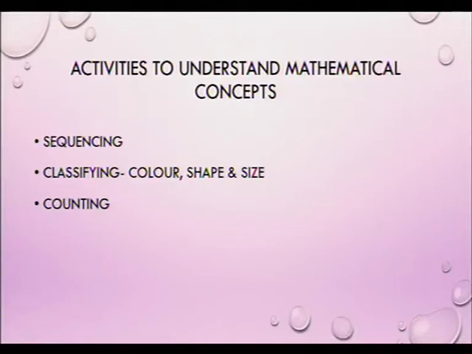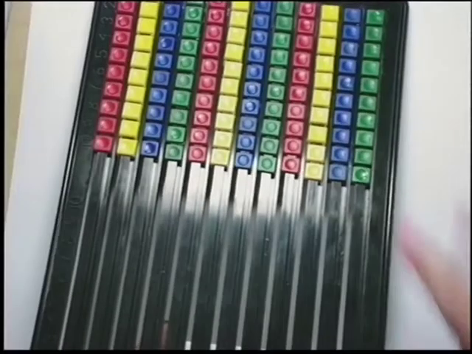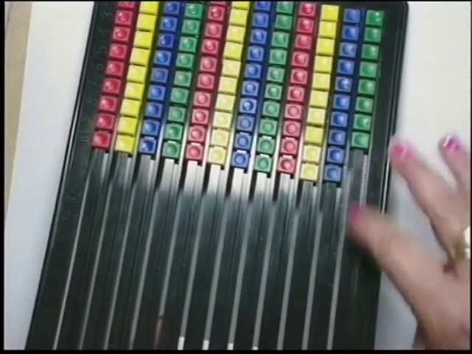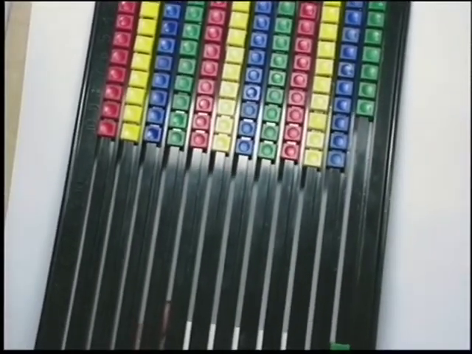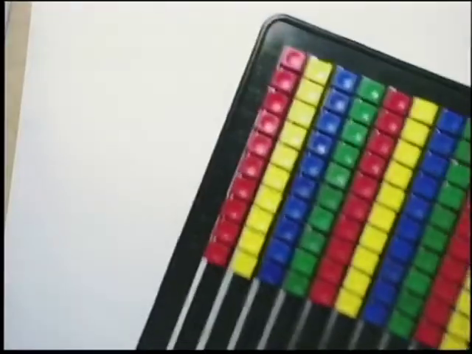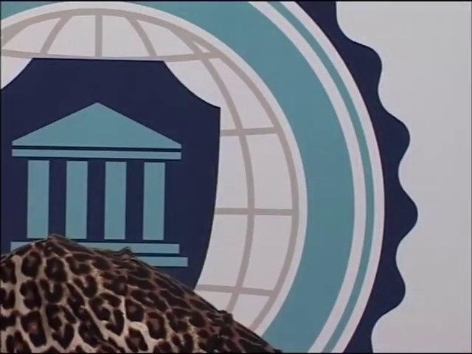Counting. Counting, obviously, counters, bottle tops, whatever you can lay your hands on. The best thing that we can have in our class is the abacus, where learners learn to count 1, 2, 3, and that is the way they learn to count. Or we can have sticks that we use.